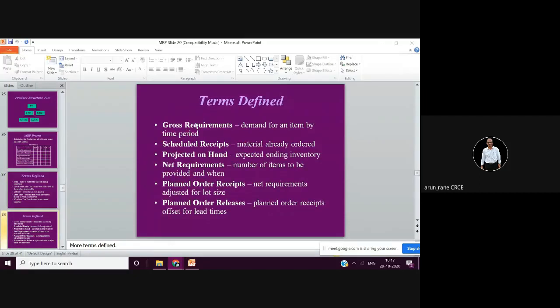Then it continues. That is the gross requirement, and the scheduled receipts. That is, you have already ordered the material and you are expected to receive it. How much you have, that is inventory, and then what will be the net requirement, which I explained just now.